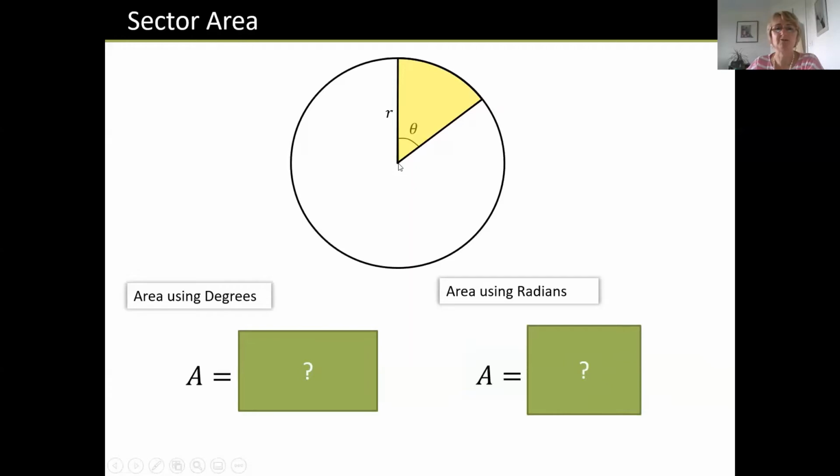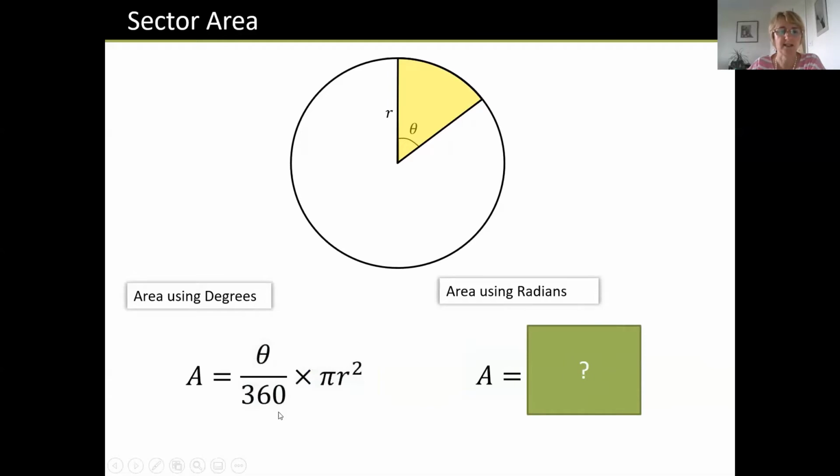If you're working in degrees to find the area of a sector, it's what proportion we have of the circle, similar to when you're finding an arc length. So that's going to be theta over 360 multiplied by the area of a circle, which is pi r squared. So the area using degrees is theta over 360 times pi r squared.